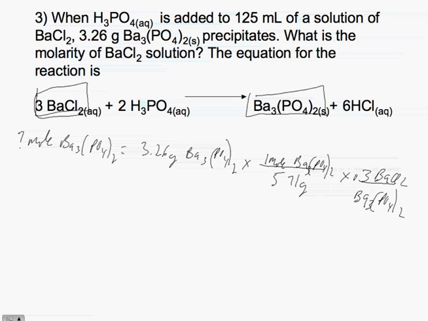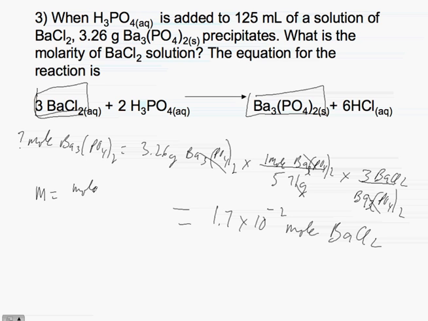And now, when I do this, my grams of barium phosphate cancel out, and my answer will be in moles of barium chloride, which will be 1.7 times 10 to the negative 2 moles of barium chloride. Now, because I have my moles, I can use my formula.